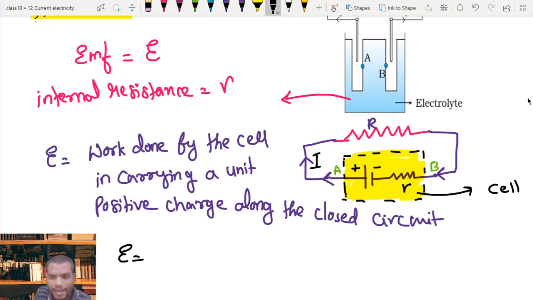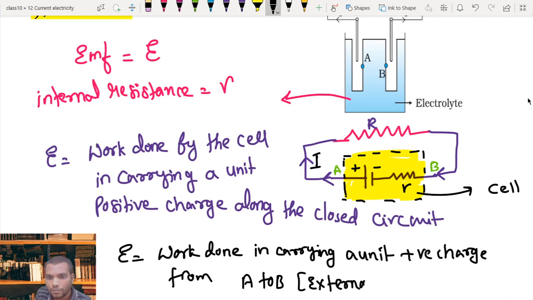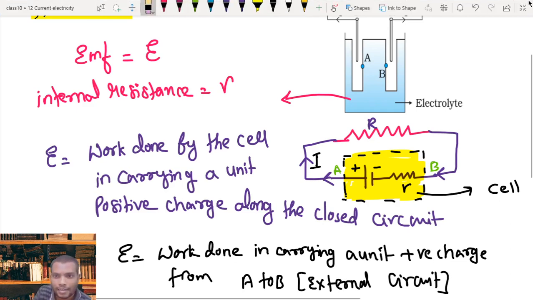And here EMF we define as, the positive charge is carried in two ways, from A to B outside the cell and from B to A inside the cell. Therefore this EMF E equal to work done in carrying a unit positive charge from A to B, that is the external circuit, or I can write that external resistance, that is a good word.